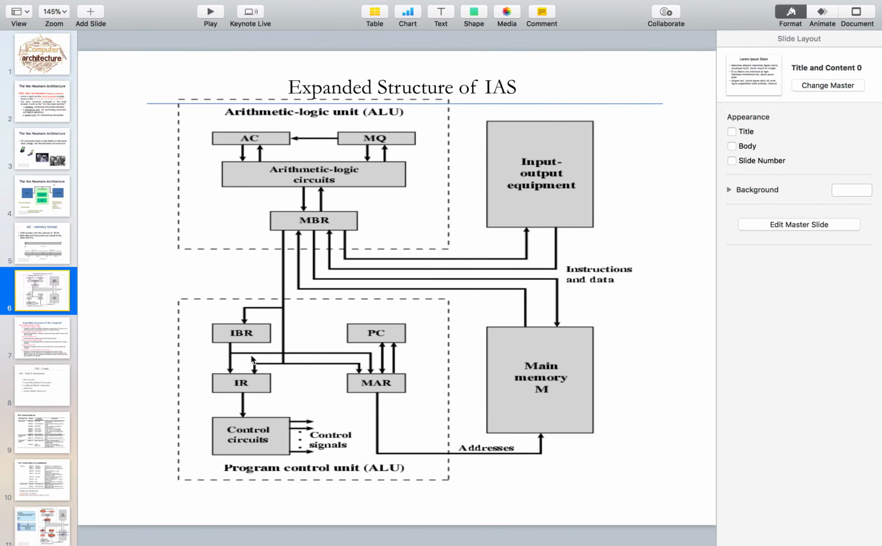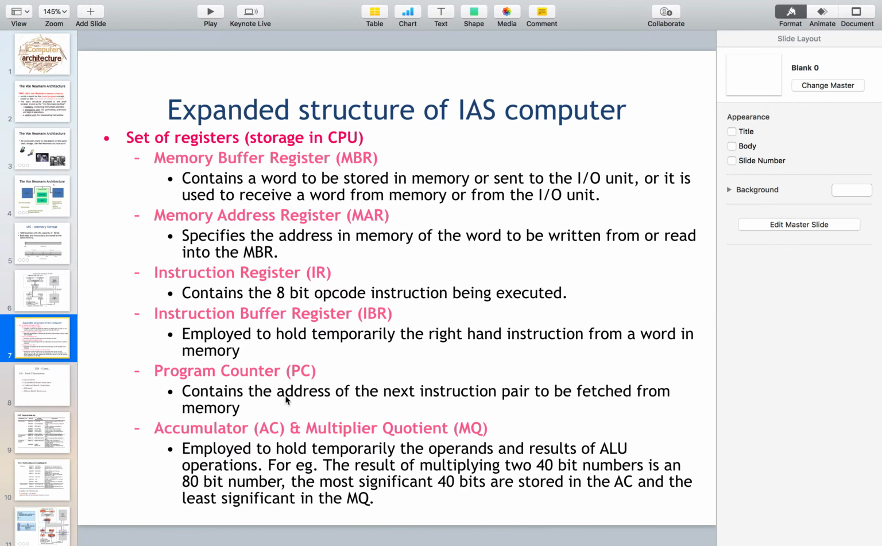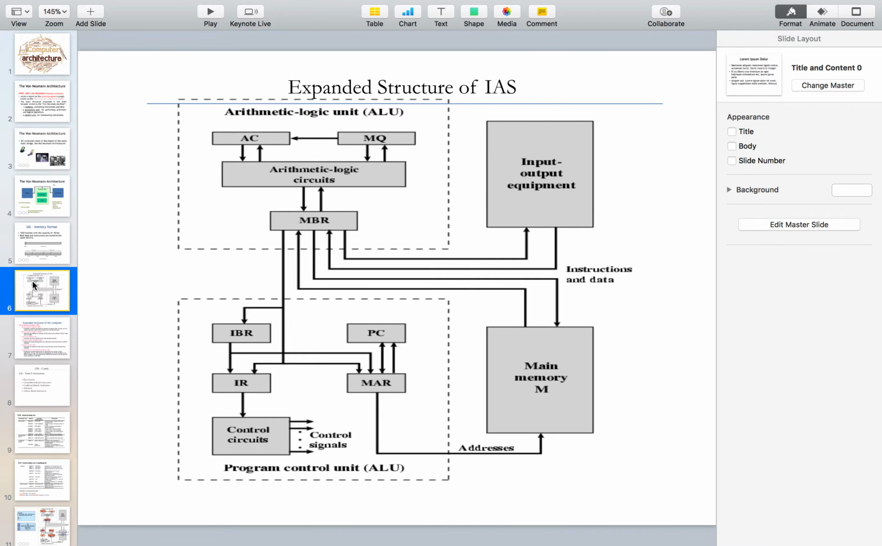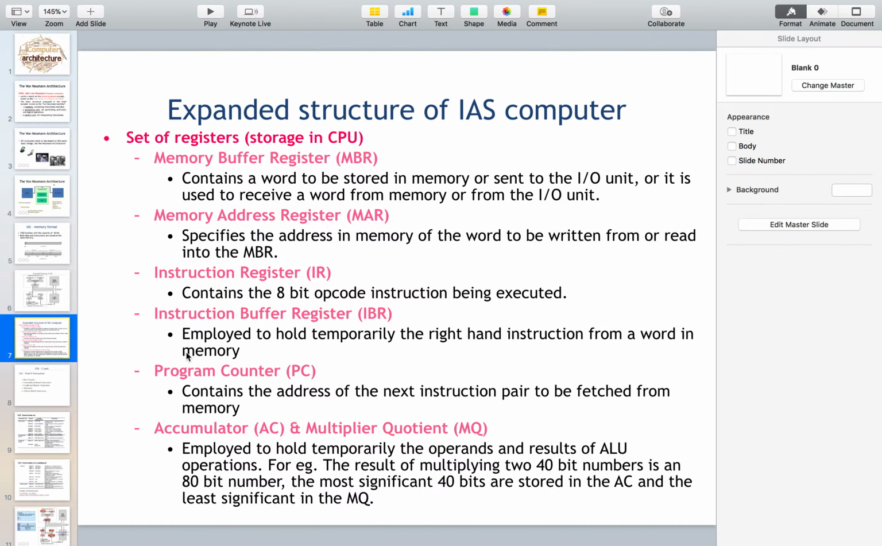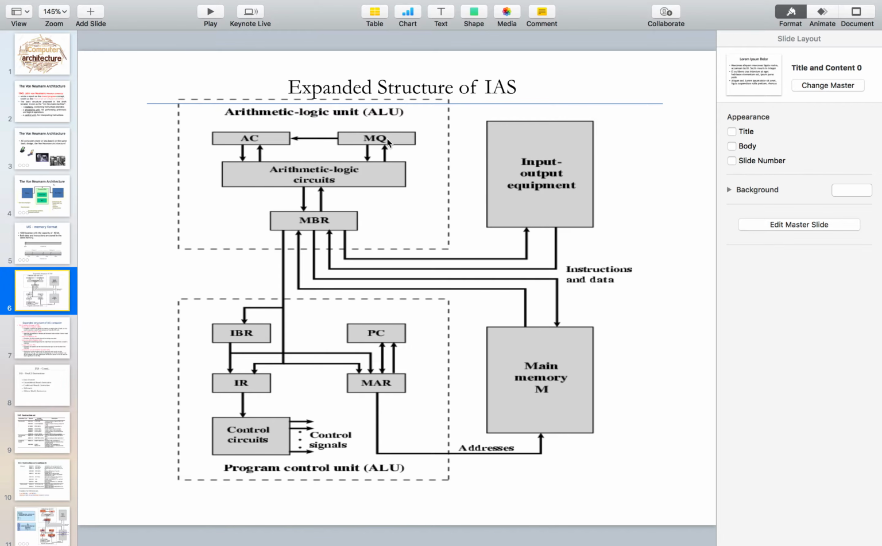Next is the program counter. As you all know, the program counter contains the address of the next instruction pair to be fetched from the main memory. The accumulator and the multiplier quotient. The accumulator multiplier quotient gets the output from the ALU, that is after doing all the logical operations. The final result is stored in the accumulator and the multiplier quotient, which is further sent to the output box.